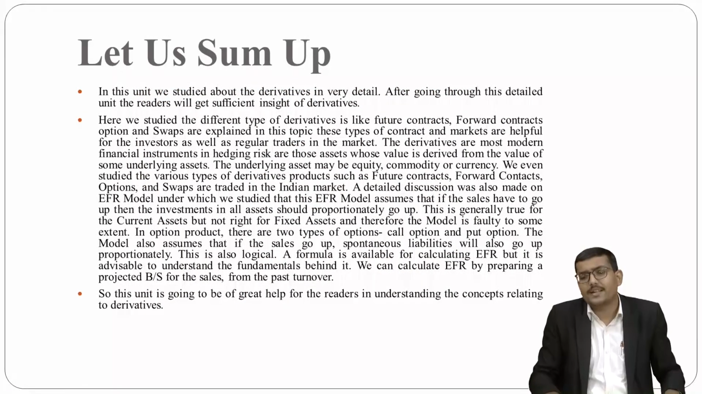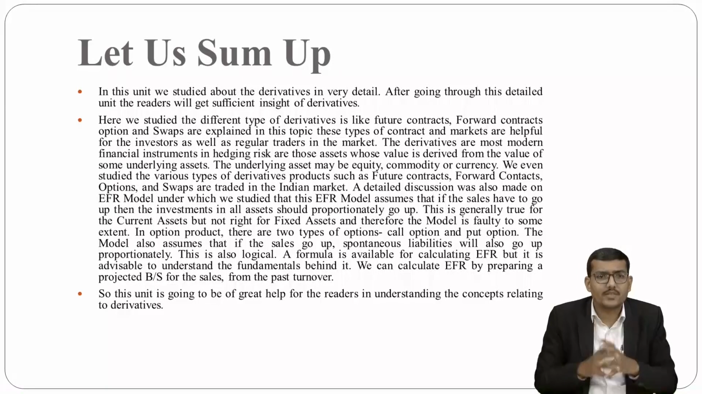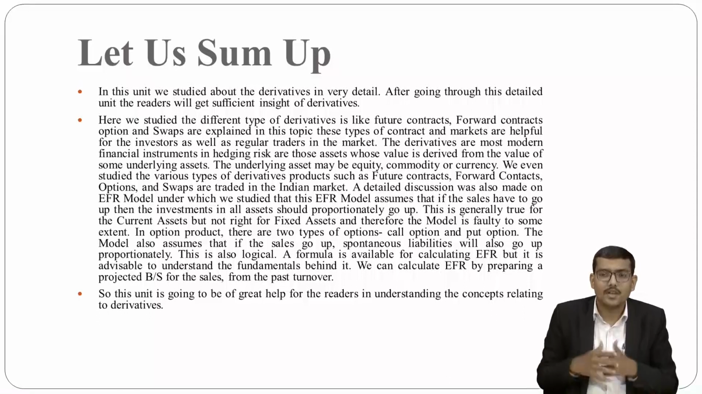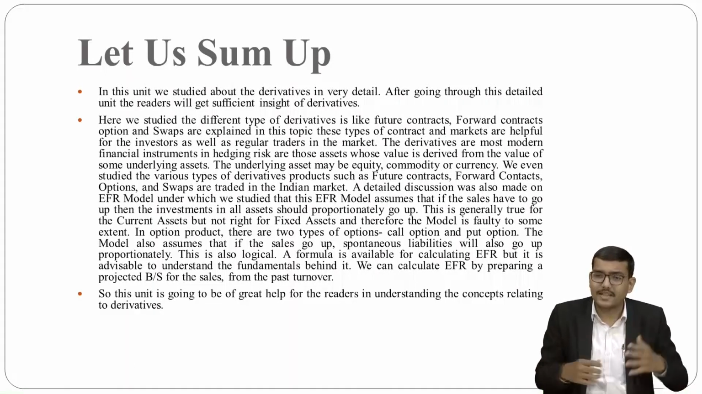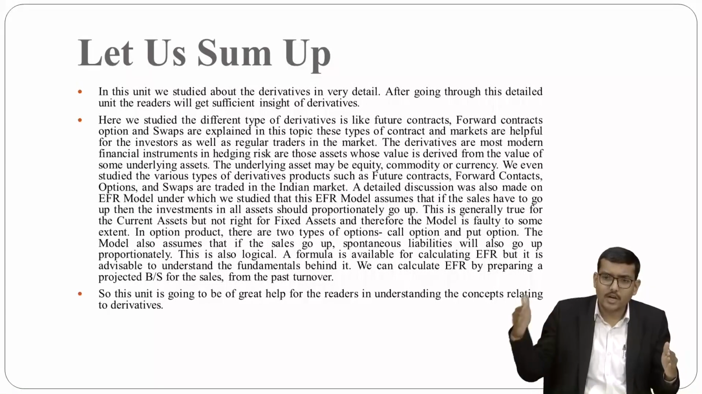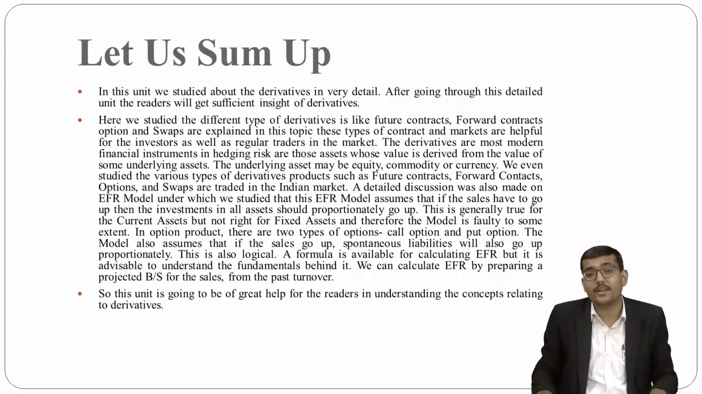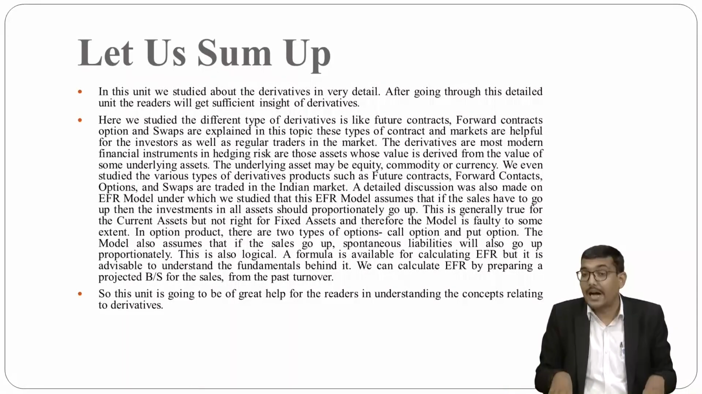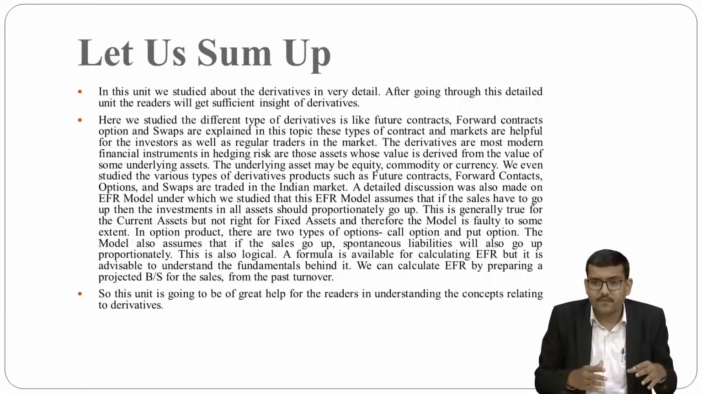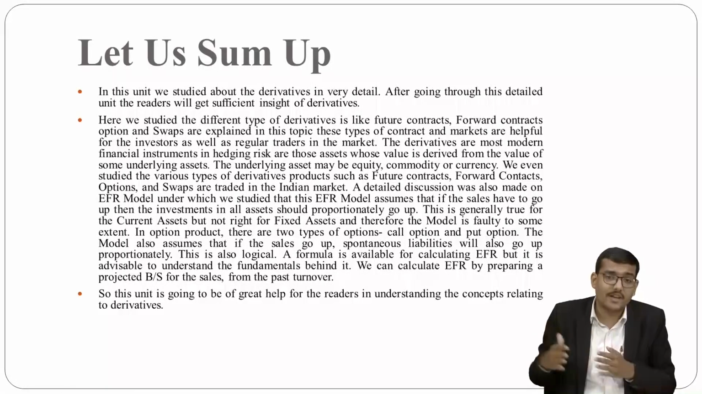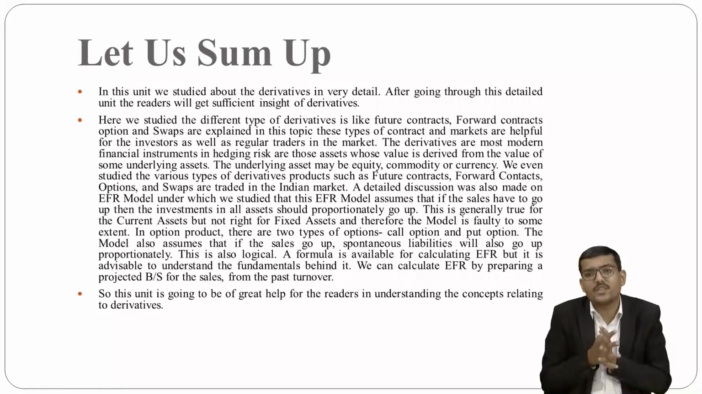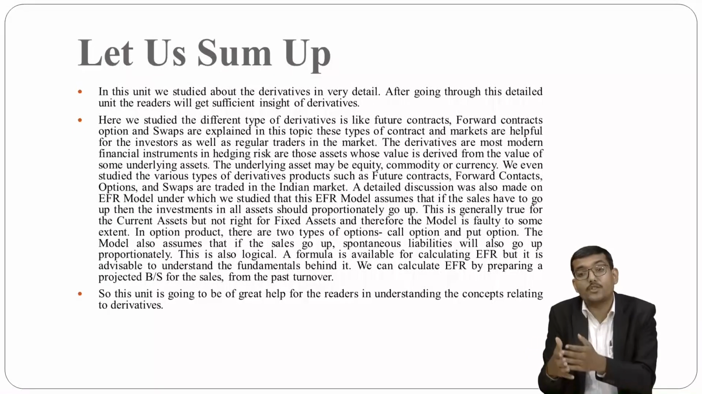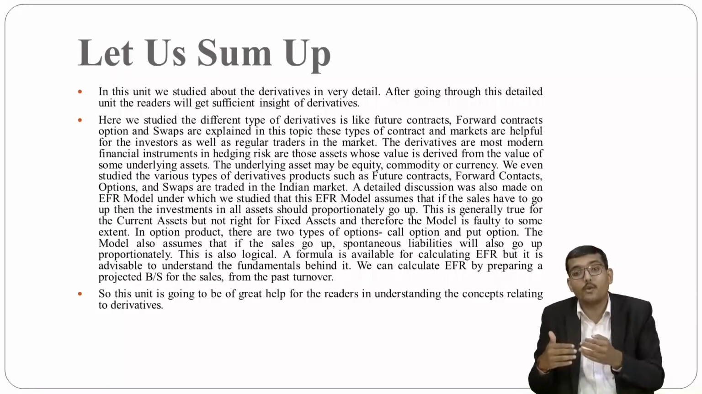After doing it, let's sum up today's session. In this unit we discussed the different types of derivatives. There are majorly 4 types: future contract, forward contract, option and swaps. Then we determined the difference between the future and the forward contract. After that we discussed how to determine the EFR, that is external fund requirements, and how to evaluate it with different calculations and different steps.